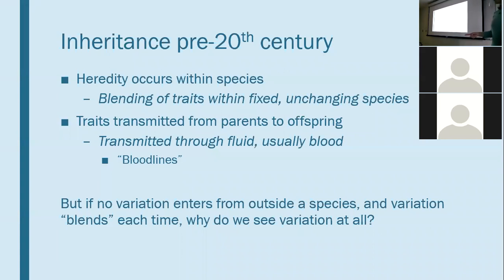But if you think about this for a minute, it doesn't make sense because if no variation is entering from outside a species and all you're doing is blending traits between people every time, right? Eventually you would just see no variation, right? You're just blending and blending and blending. Like if you were blending a bunch of paints, you would eventually end up with everything being brown, right? So something else has to be happening, but they didn't think that.